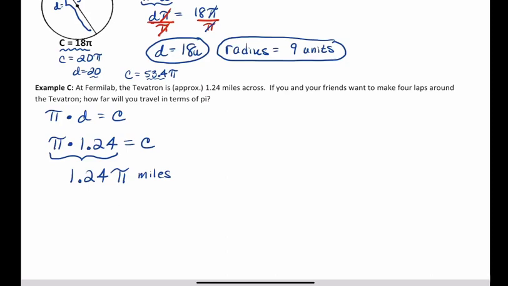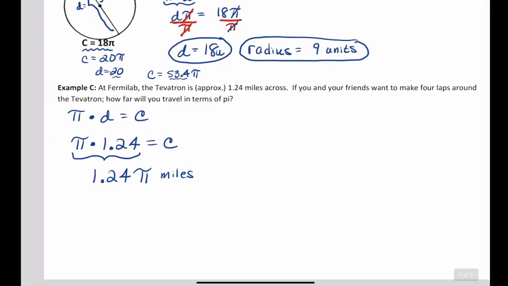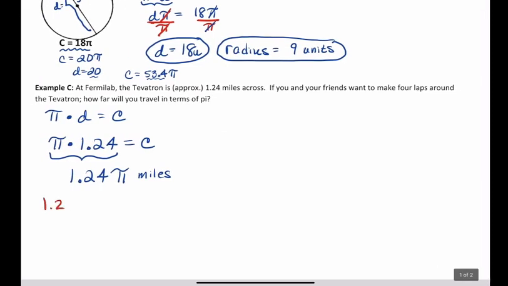Again, this has not been multiplied. If we wanted to, we could, but we're not doing 1.24 times 3.14. I didn't ask you to do that. I'm asking you guys to keep pi intact, to keep pi just what it is, almost like an x or a y or whatever letter you want to use for a variable. So that's the distance right there.